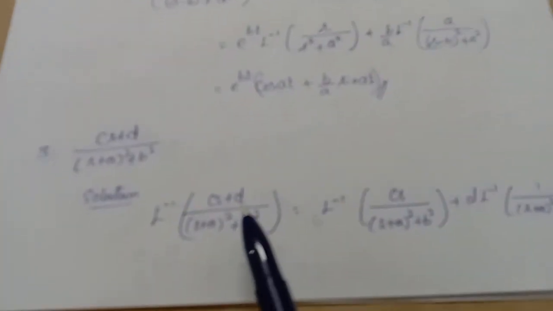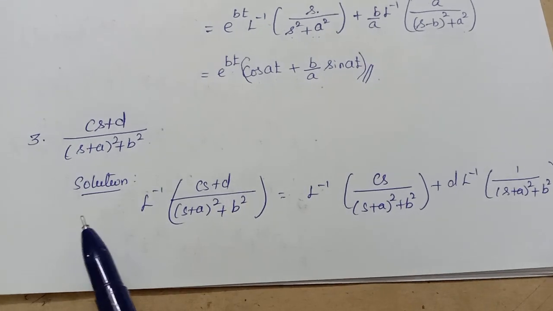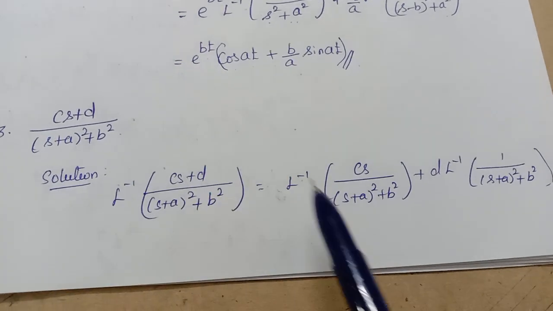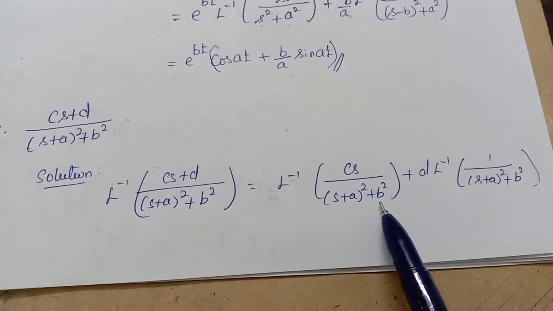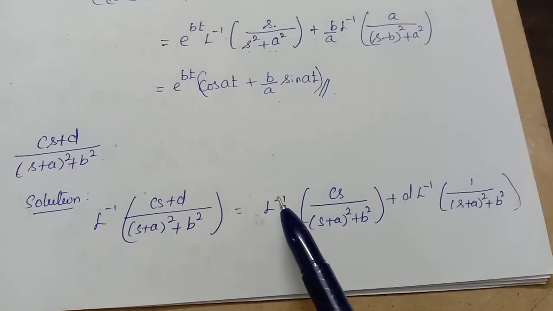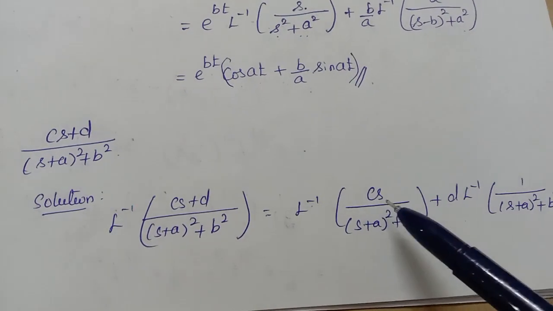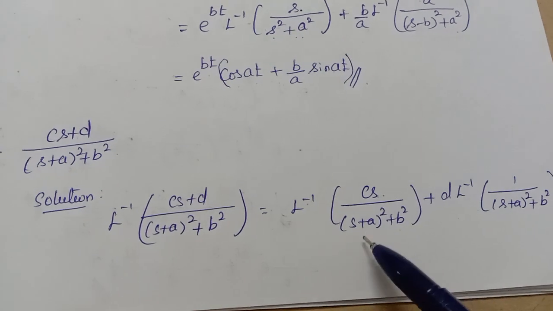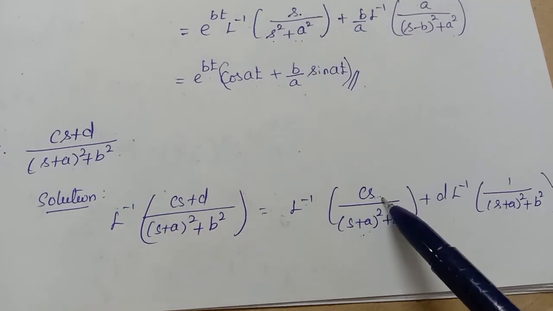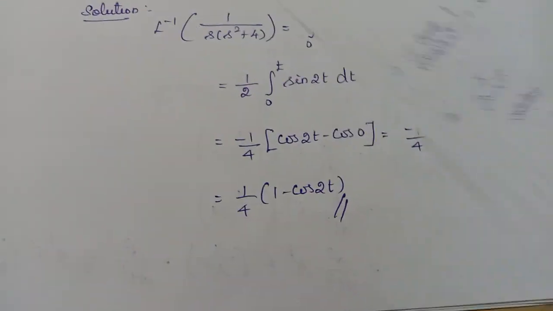Next problem, this is also similar to the previous one. Cs plus d by s plus a the whole square plus b square. So first let me write it as two separate terms. Cs by s plus a the whole square plus b square, plus d into 1 by s plus a the whole square plus b square. Now again look at this term. Here it is simply s, but it is s plus a here. So you have to add and subtract a. So what will you get? C into, C is a constant, no, which we can keep outside.